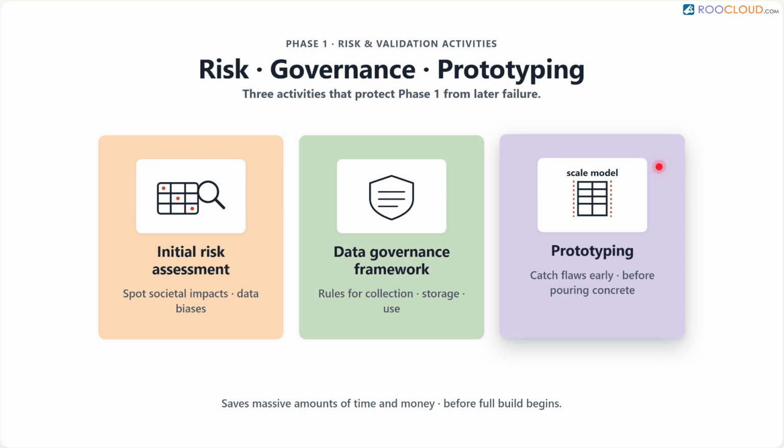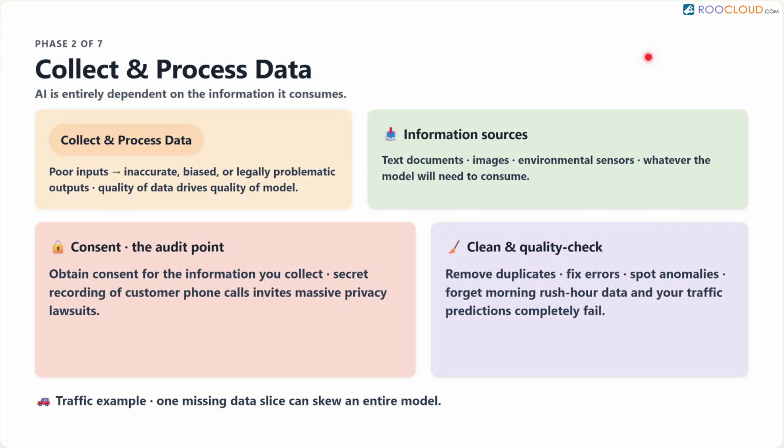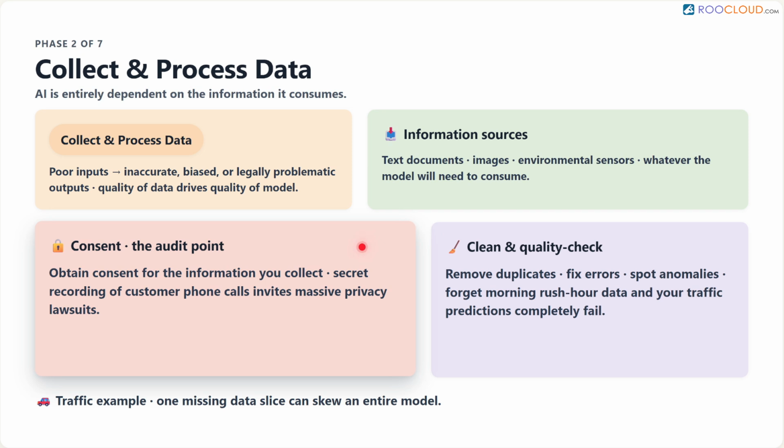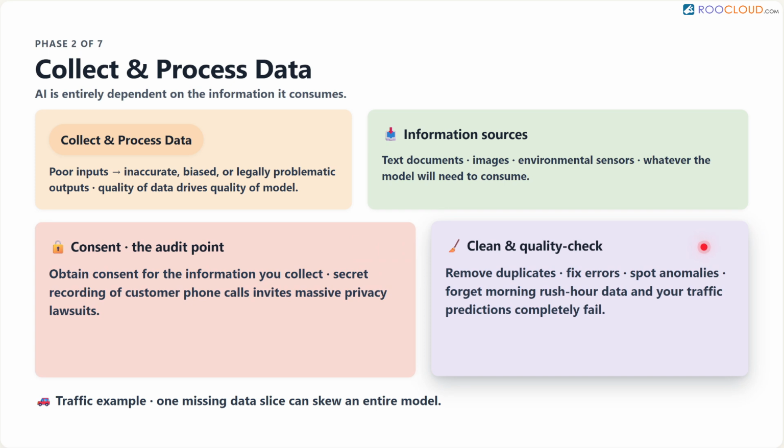Next is the collect and process data phase. Artificial intelligence is entirely dependent on the information it consumes. Poor inputs directly lead to inaccurate, biased, or legally problematic outputs. The first step is gathering information from places like text documents, images, or environmental sensors. But here is a critical audit point. You must obtain consent for the information you collect. If a company secretly records customer phone calls to teach a computer how to mimic human voices, they face massive privacy lawsuits. Once collected, the information must be cleaned.